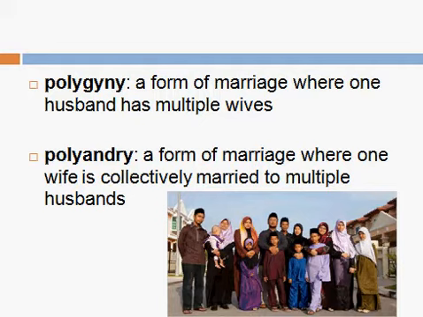The other form of polygamy is polyandry, and this is a form of marriage where one wife is collectively married to multiple husbands, and this form is much rarer than the other form, polygyny. So in polyandry, you typically see marriage through a widow. She then marries one or more of her deceased husband's brothers. And we typically see polyandry in agricultural societies in which there's very limited resources.